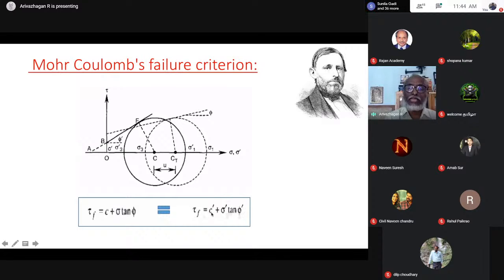Here c dash denotes the effective cohesion, sigma dash is the effective normal stress, phi dash is the effective angle of internal friction, but c, sigma and phi are the total cohesion, total normal stress and total angle of internal friction. In both the effective and the total stress conditions, the shear stress tau is taken only by the solid particles. The liquid, that is the water in the voids, has no resistance to shear.